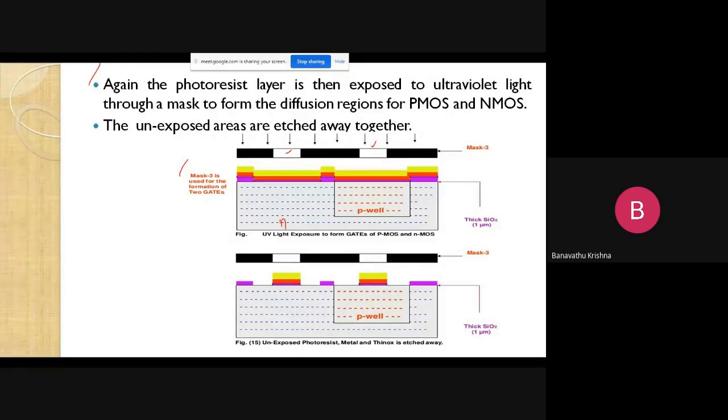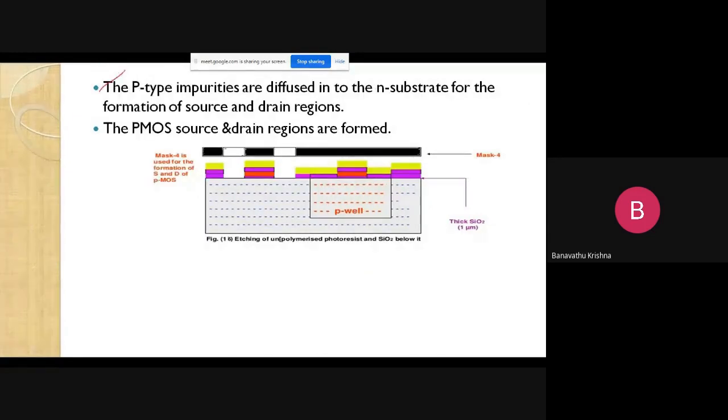This photoresist layer is removed by using basic or acidic chemicals, which makes it easy to remove from above the surface. Next, the p-type impurities are diffused into the substrate for the formation of source and drain regions. Here we need to diffuse or implant the P plus impurities into this N-type substrate. That particular area is unshielded and the remaining area is shielded.